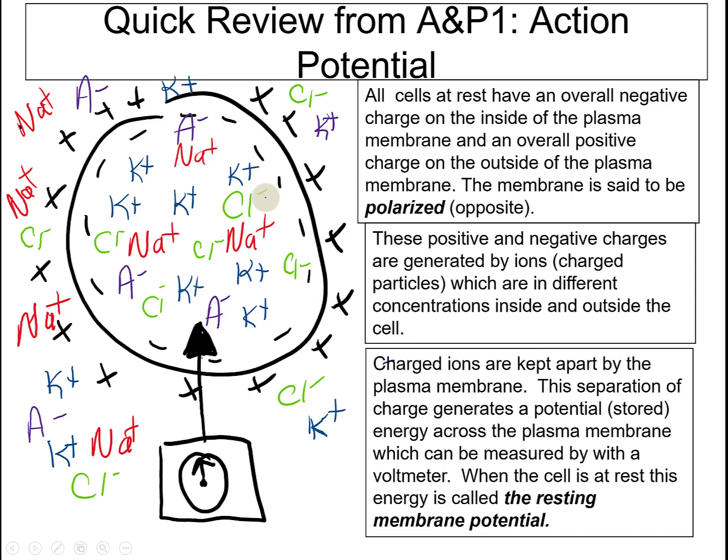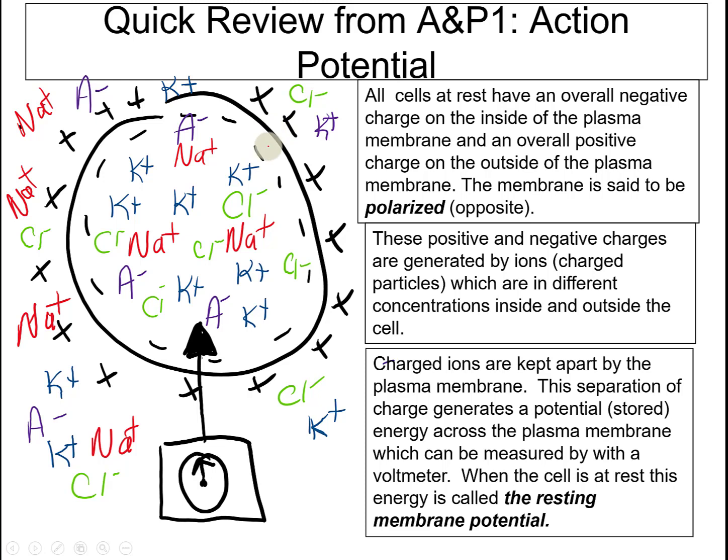So all cells at rest, not just cardiac muscle cells, even skeletal muscle cells and nervous neurons, they all have an overall negative charge on the inside of the plasma membrane and an overall positive charge on the outside of the plasma membrane when they are at rest. The membrane is said to be polarized. Polar means opposites, right? So negative and positive are opposites.